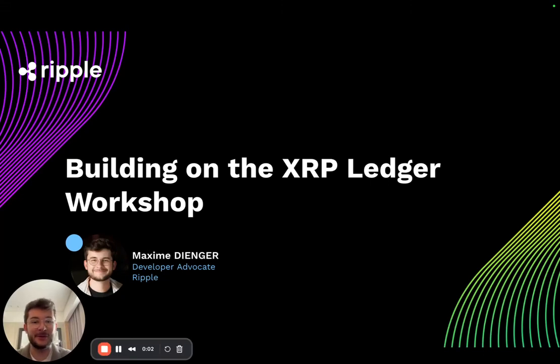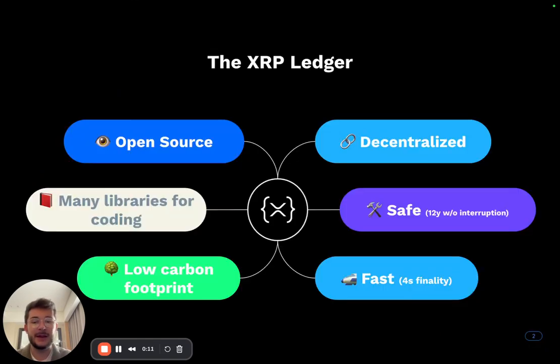My name is Maxime, I'm a developer advocate here at Ripple, and today I'm going to guide you through our amazing XRPL ecosystem. The XRP ledger is an open source layer 1 blockchain. It's fully decentralized, there are many libraries for coding, it's safe, it has a low carbon footprint and a short transaction finality time.